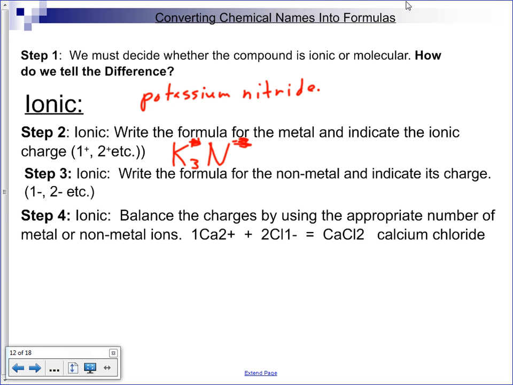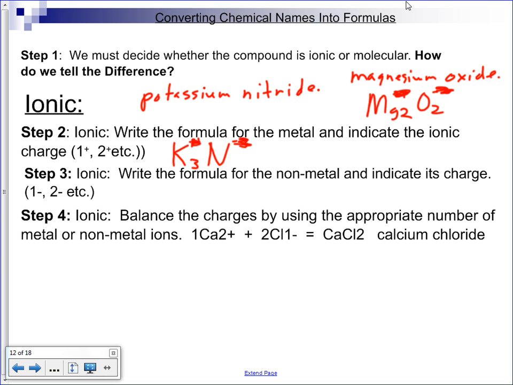The only time the swap and drop method will fail you is if you get a compound where you get 2 even numbers, or 2 numbers that could be divided by the same number. Let's look at this example here. We get magnesium oxide. So I do what I just did. Magnesium is 2 plus, oxygen is minus 2, and if I drop and swap, I get Mg2O2.